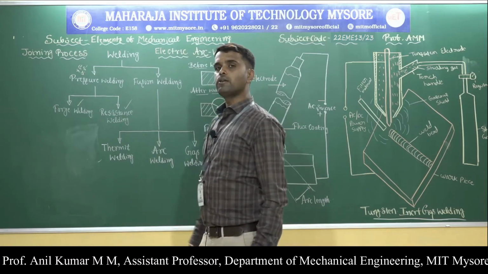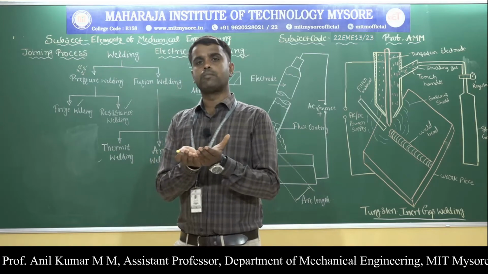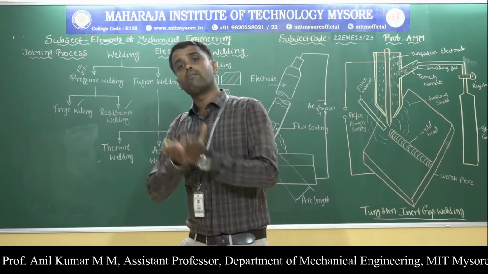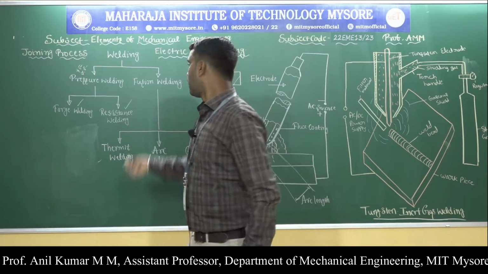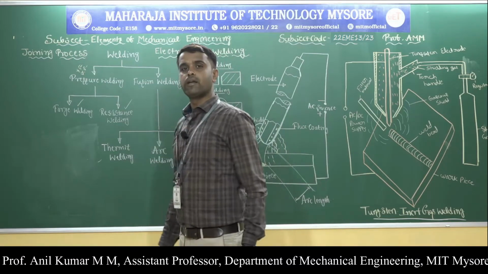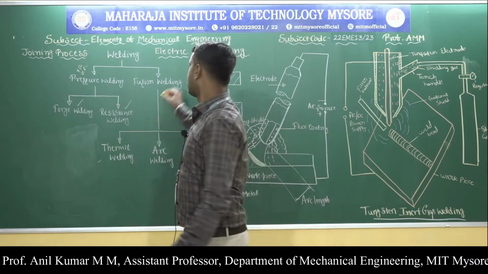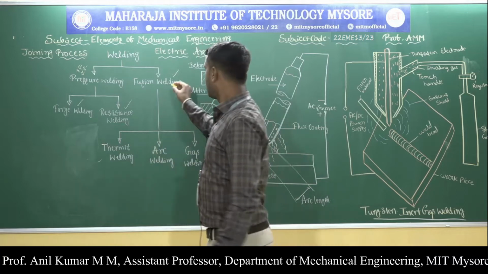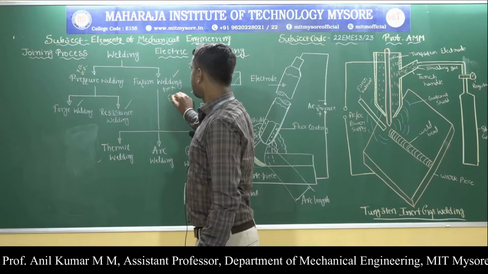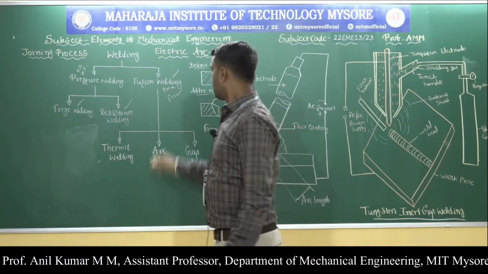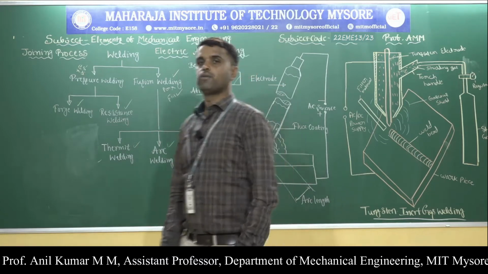Coming to fusion welding. In the fusion welding process, the edges of the two metal pieces are heated into a molten state above the melting temperature of the base metal, and then we add filler material, without using any external pressure, to form the joint. That type of welding is called fusion welding. Examples are thermite welding, arc welding, and gas welding.